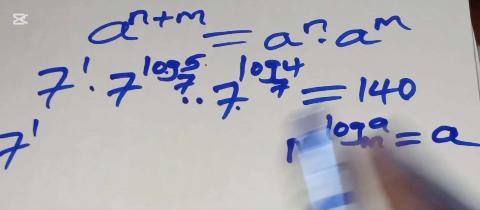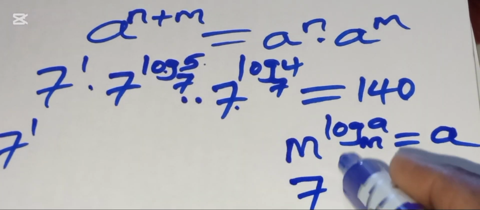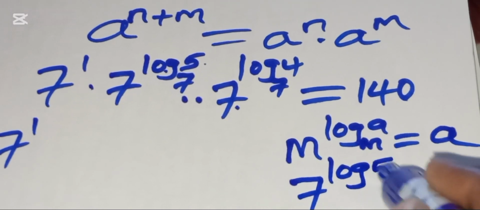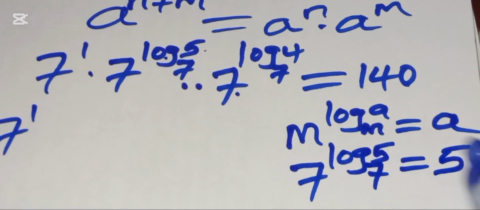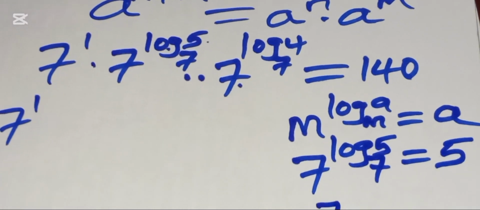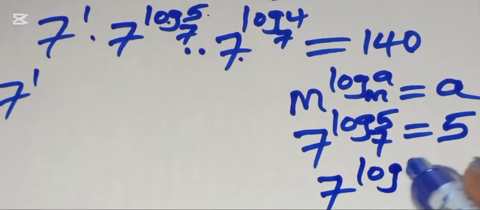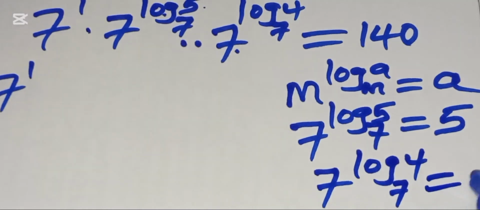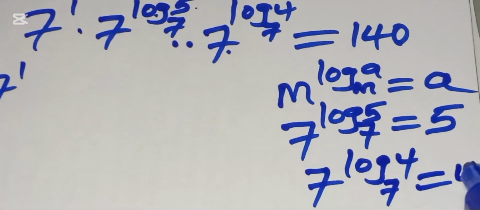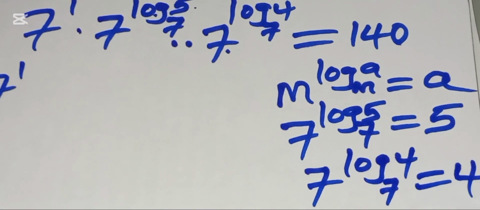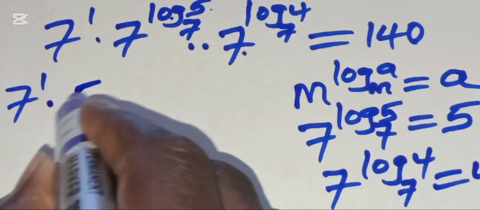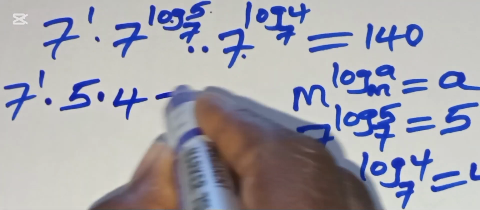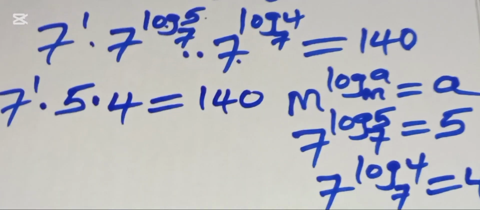So that means 7 raised to power log 5 to base 7 is the same thing as 5. So we have a value of 5, and 7 raised to power log 4 to base 7 is equal to 4. We have a value of 4, and here we have 5. So let's substitute these values. Here we are multiplying by 5, multiplying by 4. This is supposed to give us a value of 140.